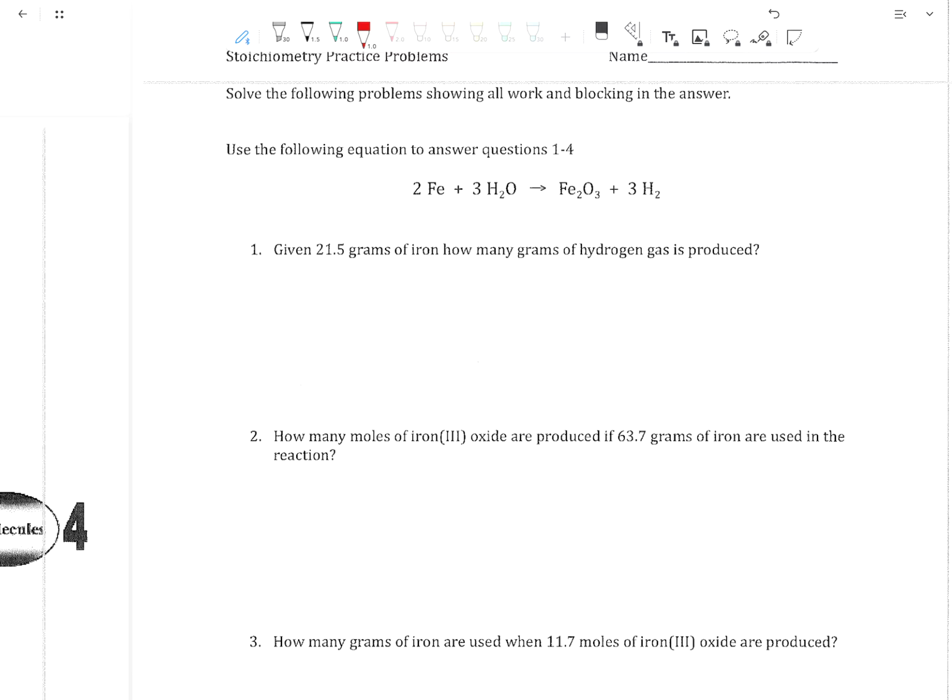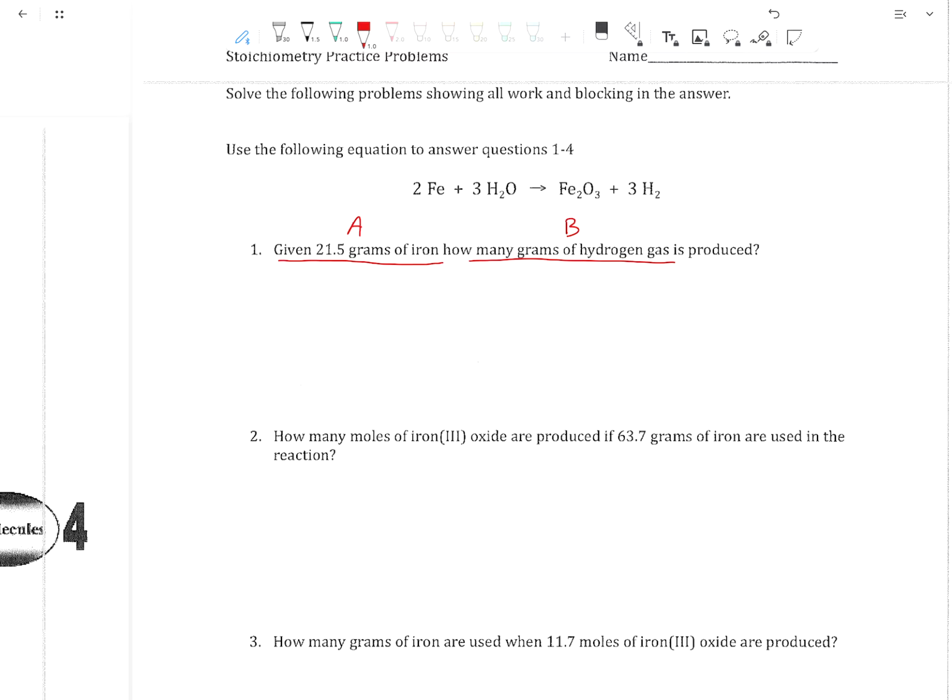The first one reads, given 21.5 grams of iron, how many grams of hydrogen gas is produced? So we're trying to produce hydrogen gas, and we want to know how much is going to be there. So we need to identify a couple things. We need to identify what we have been given, and we're going to label that our A. And what we're trying to produce or find is going to be our B.